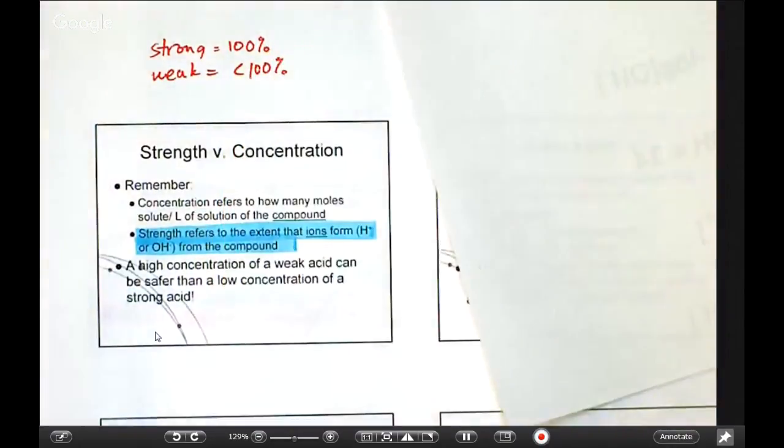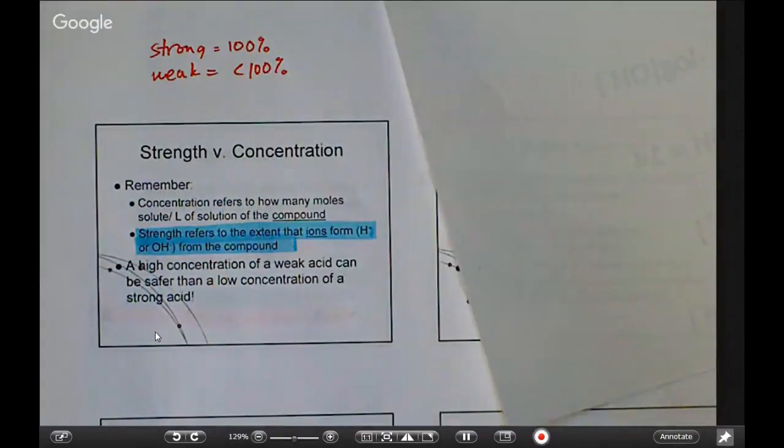You can be anywhere from 1% ionization up to 99.9% ionization. The fact is we don't round up. So if you have 99.9% ionization, you're still weak, okay? Because you're not completely, fully ionizing. So strength is, are you fully ionizing or not? Do you go to completion or do you set up an equilibrium?